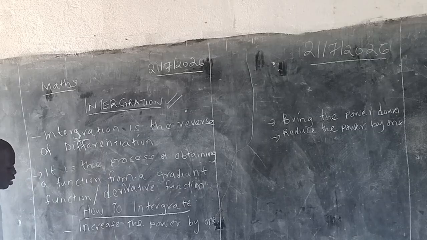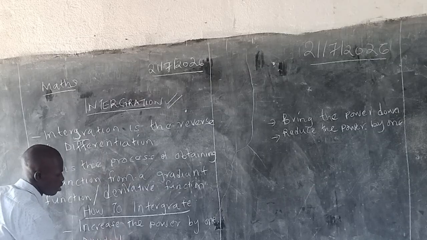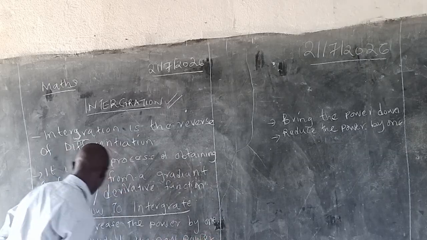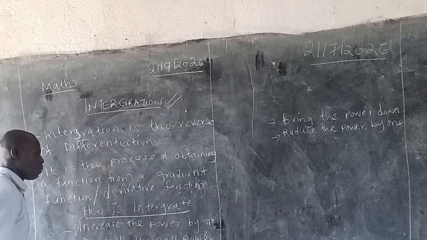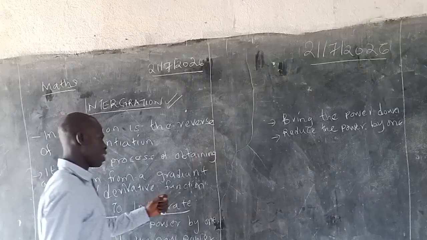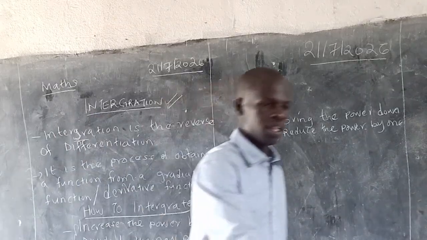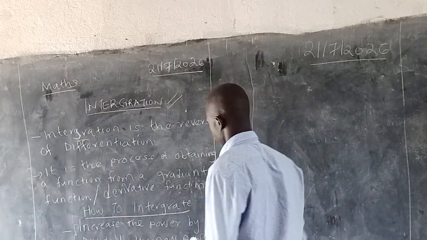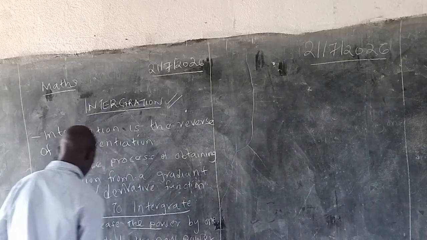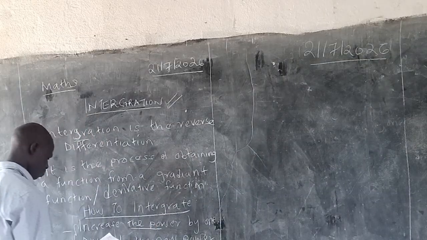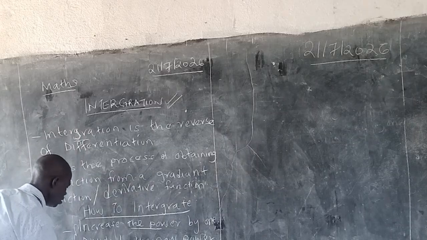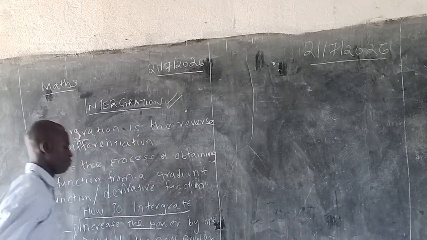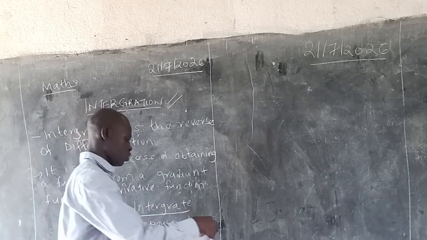Then number 2, divide by the new power. Those are very, very important things to understand. We increase the power by 1, then we divide by the new power. So given an equation to integrate, we increase the power by 1, then we divide by the new power. Then we add the constant which is C. Now, students, let us do some examples.